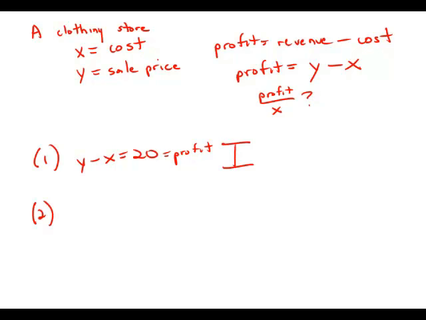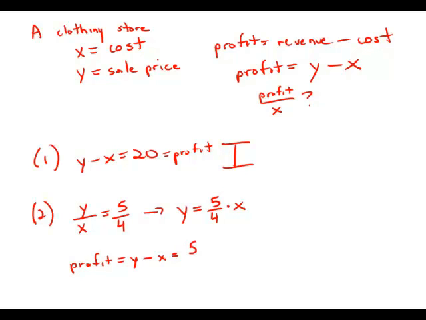Statement number 2 tells us that Y over X is 5 over 4. Well, this is fascinating. I'm going to multiply by X so that Y equals 5/4 times X. And then I'm going to go to my profit equation. Profit equals Y minus X equals 5 over 4 times X minus X. Well, 5/4 minus 1, I'll write that as 4 over 4. 5/4 minus 4/4 is 1/4 of X.